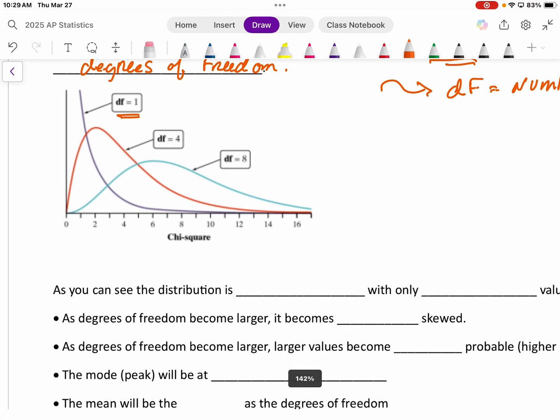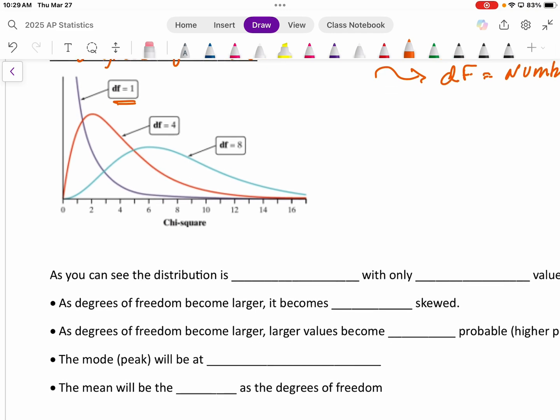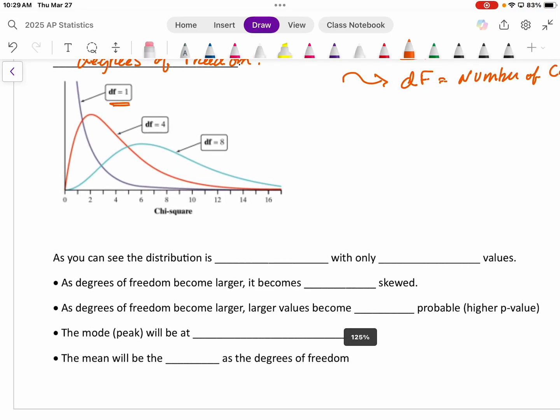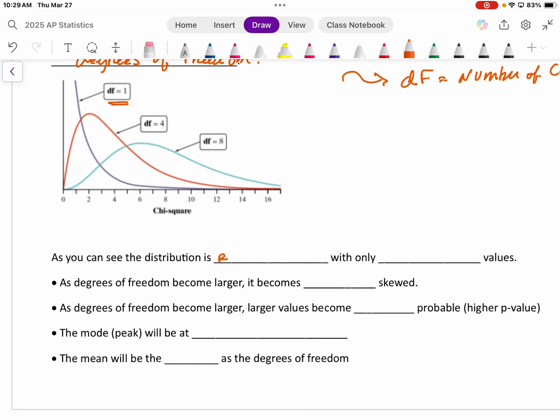So as we look at it, the distribution is a measure of the distance of the observed count from the expected count. It is a right-skewed graph. All chi-squareds are this way. They're right skewed, and they only have positive values. We have nothing on the negative side, which means if we get something negative, we probably did something wrong if we're doing the chi-squared. Okay, so just keep that in mind.